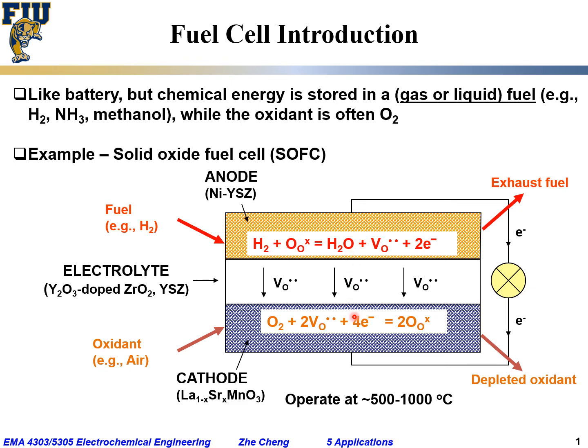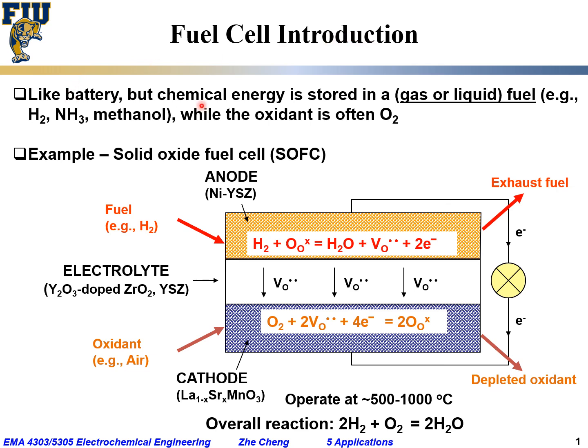and then you can manipulate to get the overall, or full cell, reaction, which essentially will be two hydrogen gas on the anode side plus one oxygen molecule, O2, to form two water molecules, and that would be our overall full cell reaction. Okay, so this is a brief fuel cell introduction.